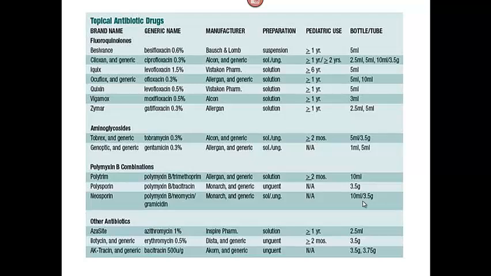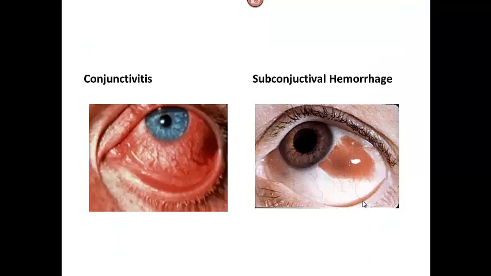These are, again, examples of treatments for conjunctivitis, as well as infectious processes such as iritis and uveitis. Examples of fluoroquinolones, aminoglycosides, and other antibiotic treatments. This is just picture-wise to be able to differentiate types of conjunctivitis.